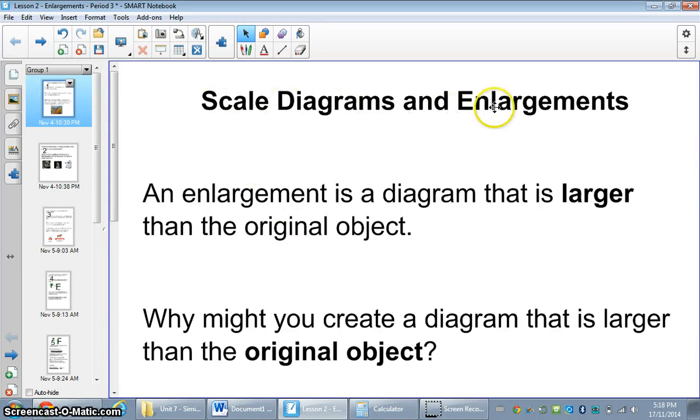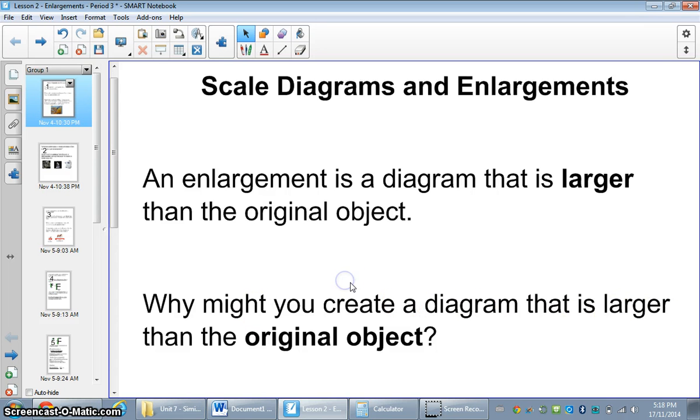Today we're talking about scale diagrams and enlargements. Remember, an enlargement is a diagram that's larger than the original object. Why might someone create a diagram that's larger than the original object?